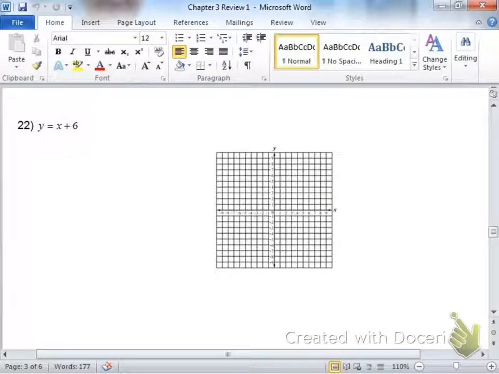Number 22, I need an M and I need a B. What's my M? 1 over 1. Yes, if you don't have a coefficient with your X, it's like having a 1. It's like a 1X. But I want it as a fraction, so 1 over 1, and then what's my B? 6. So I'm going to start on the y-axis at 6. Remember I told you the B is where you begin. Begin at the 6 on the y-axis. From there, I'm going to rise 1, run 1. Rise 1, run 1. Once you have your 3 points, go ahead and draw your line. Arrows on the ends.